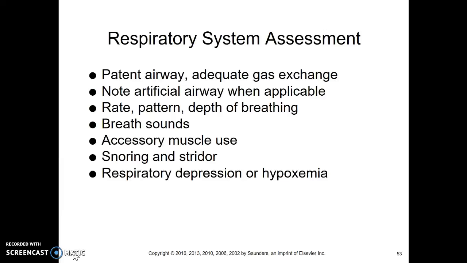These are a lot of the tenets of respiratory system assessment. They're looking for airway patency, whether gas exchange is good. They're looking at patterns of breathing. They're listening to breath sounds. They're looking to see if somebody uses their accessory muscles to breathe or has snoring or stridor, which mean that there's maybe some obstructive areas going on with their breathing. And then they watch for symptoms of respiratory depression or hypoxemia.